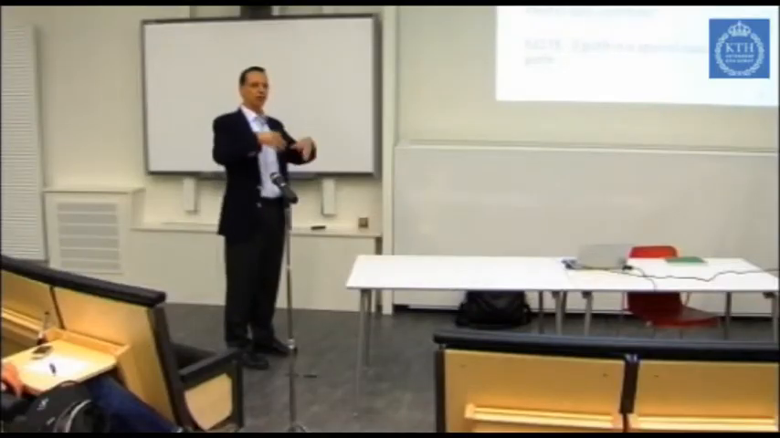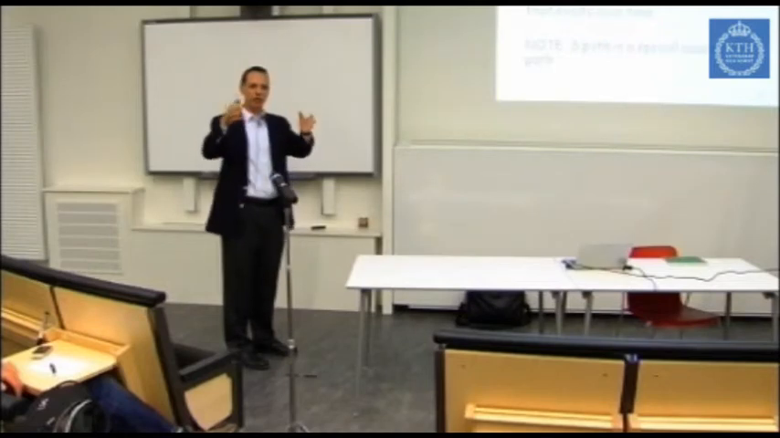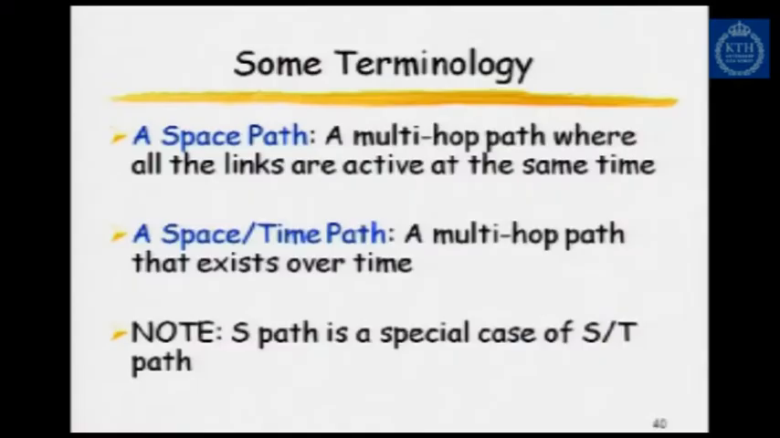Then we can talk about a space-time path. A space-time path is a path that exists, but only if you run the movie. If you just take a snapshot, you don't see it. You see one hop in the path, maybe two hops, but the rest of it is not there. But if you run the movie, you'll see one link form now, then one link later, and one link later.